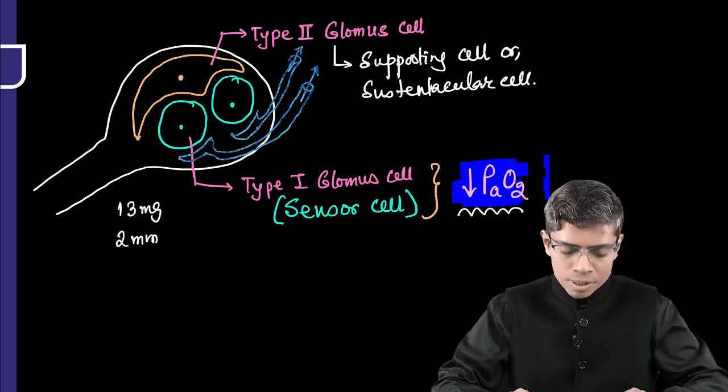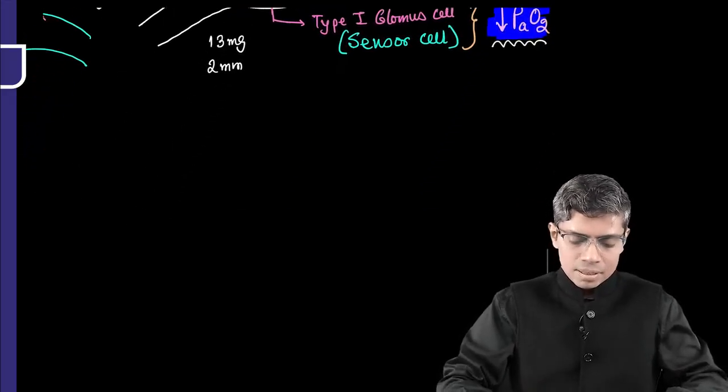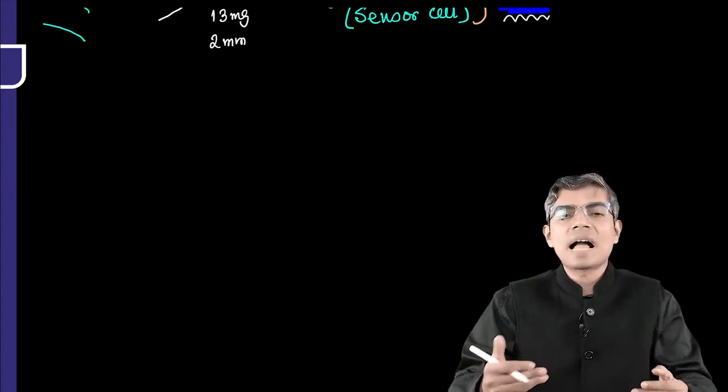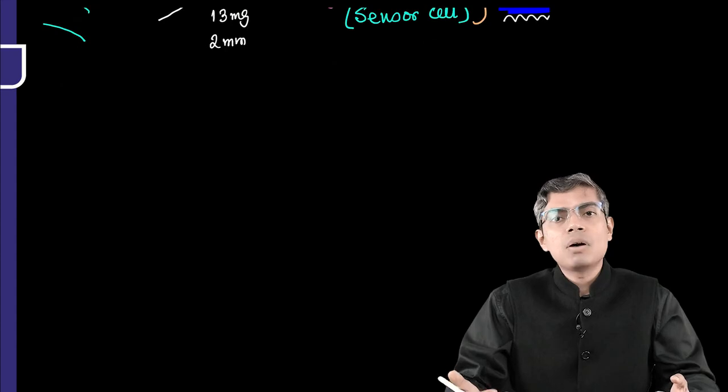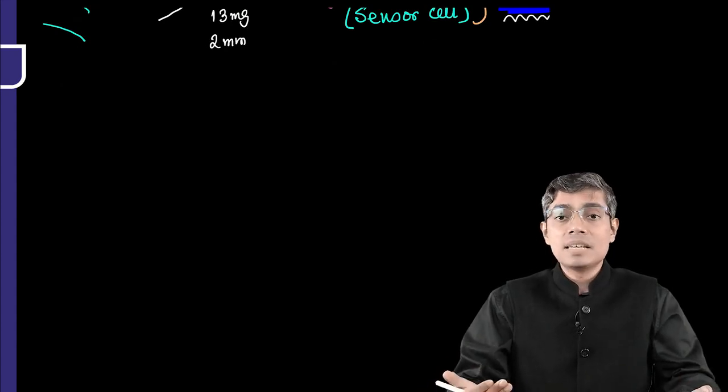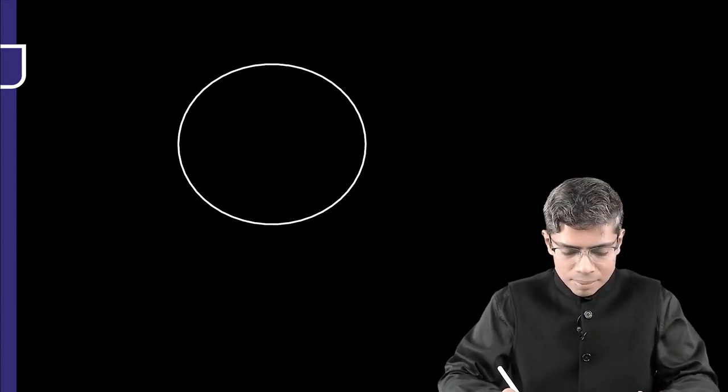Getting my point? So now we have to understand what is the mechanism of activation of this glomus cell. How is the glomus cell activated in presence of this kind of signal, right? So suppose this is the diagram of a glomus cell, right?